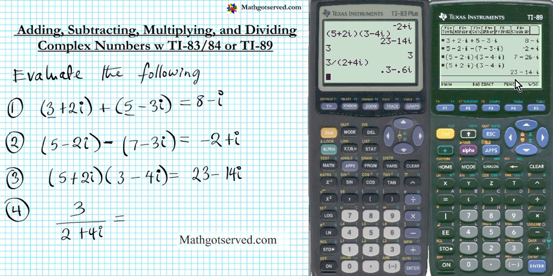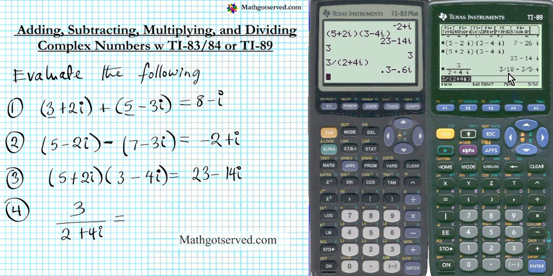So let's enter it in the Texas Instruments and see how the answer is expressed. All right, so we have 3 divided by 2 plus 4i. Second function catalog gives me the i. Enter. You see how it expresses it nicely as a fraction for me? So these two answers are the same. Let me write down the answer in exact form and also in decimal form. So in exact form, your answer is 3 over 10 minus 3 over 5i. Okay? And that is equal to, in decimal form, 0.3 minus 0.6i.